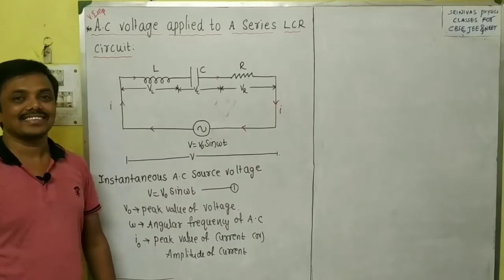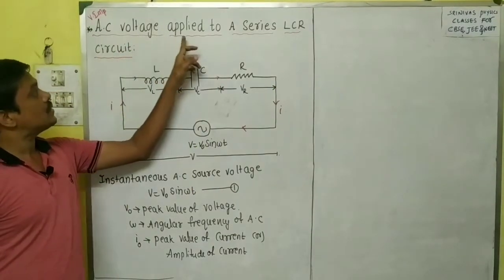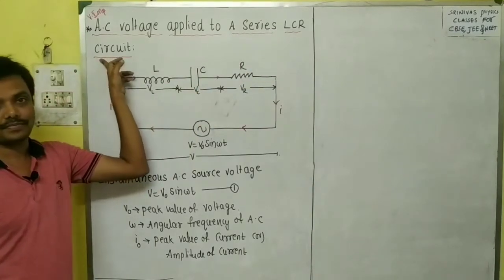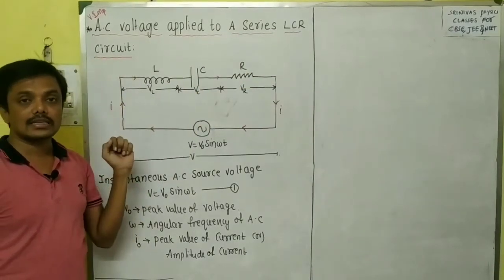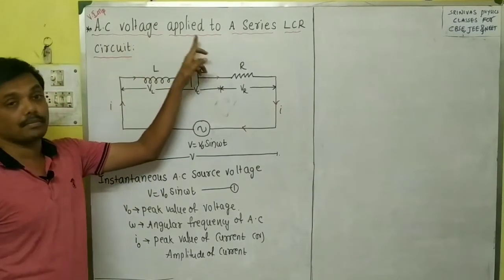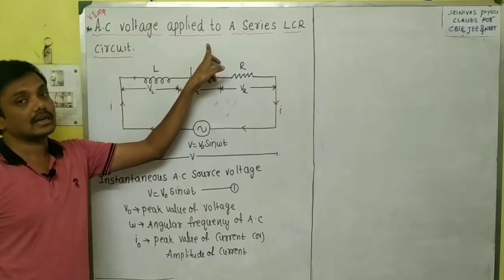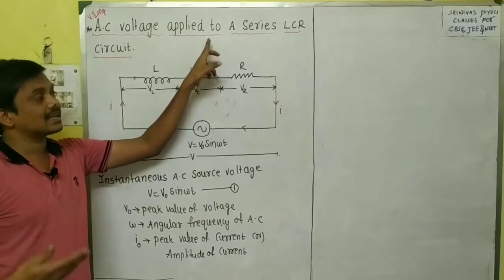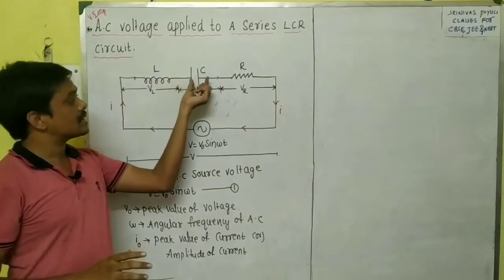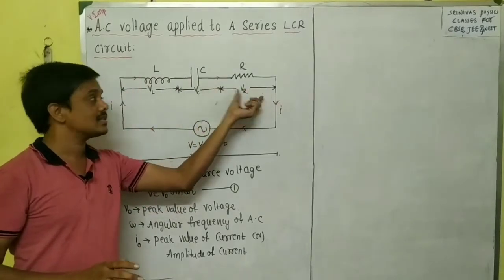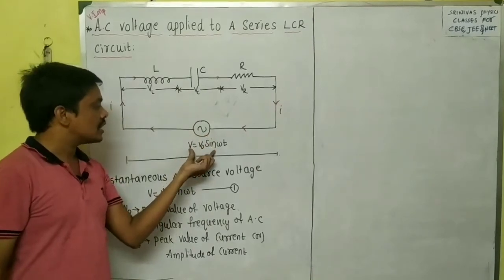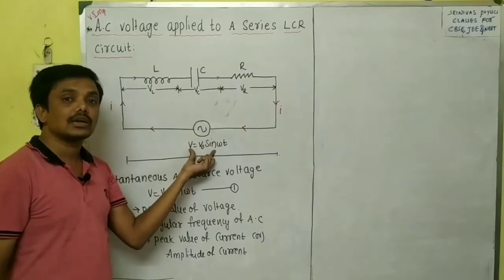Hi to all. Today's topic is AC voltage applied to a series LCR circuit. In the alternating current chapter, previously we discussed AC voltage applied to a resistor alone, then an inductor alone, then a capacitor alone. Now we are going to discuss what happens if inductor, capacitor and resistor, all three, are connected in series and their combination is connected to an AC source, that voltage is V equal to V naught sin omega t.